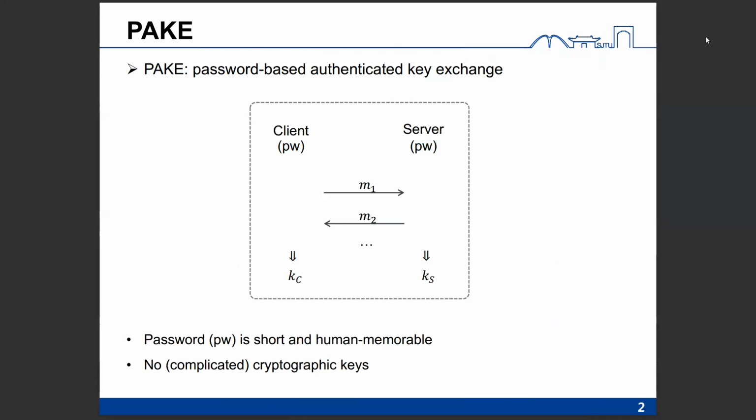Well, we may start from PAKE, password-based authenticated key exchange protocol, as shown in this figure. The two involved parties, usually the client and the server, pre-share a short password PW, and after several rounds of interaction, they finally output the same and pseudo-random session key KC or KS. Usually, this password is short and human-memorable. And besides, the entropy of the password is very limited. Different from AKE, in PAKE, we do not need complicated cryptographic keys for signatures or for encryptions.